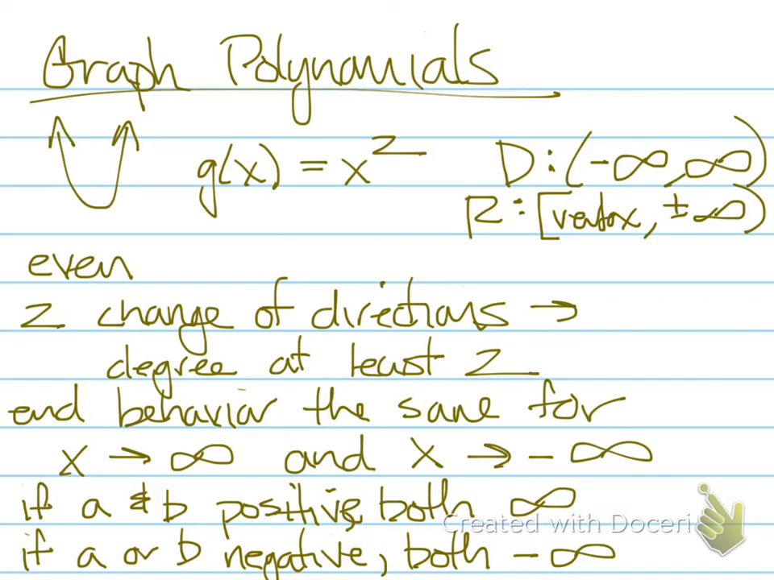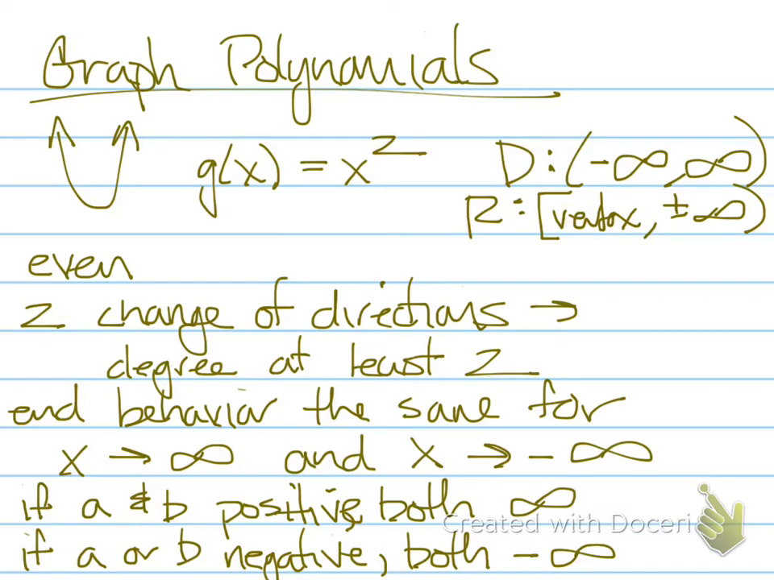All right, so for a parabola, the domain is always going to be from negative infinity to positive infinity, and then the range is going to go from the vertex to either positive or negative infinity. So it's going to be similar characteristics for even polynomials. Again, the end behavior will be the same for even polynomials.